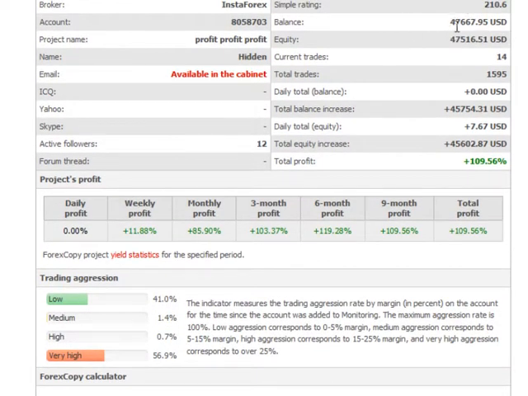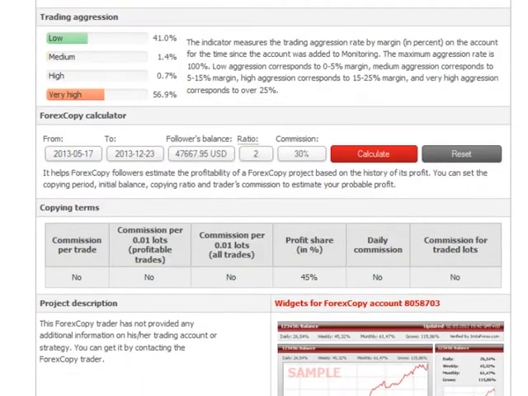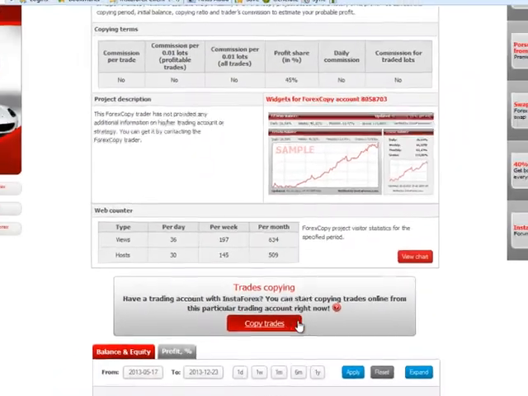So let's look at this trader's balance, which is 47,667. His equity is a bit lower than his balance, but not too much, just $100 and something. And this is definitely the type of trader we want to copy. So the next thing we'll do is we'll click on it.